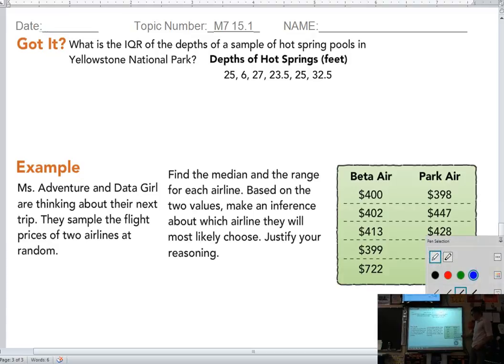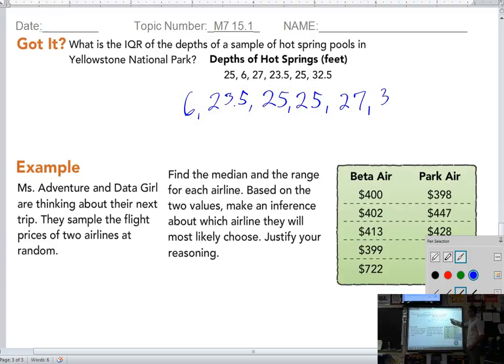Help me put these in order? You got it, Ellie? What's the first one I should have? 6. Then 23.5. Ooh, that's a big jump. Then 25. Then 25. Then 27. And then 32.5.